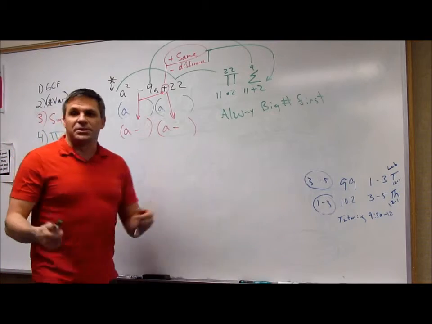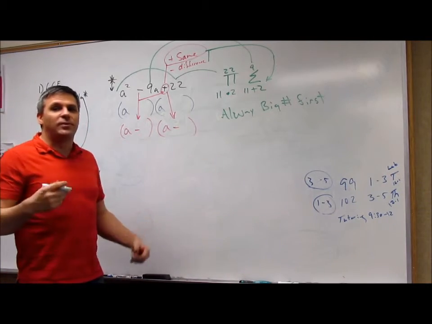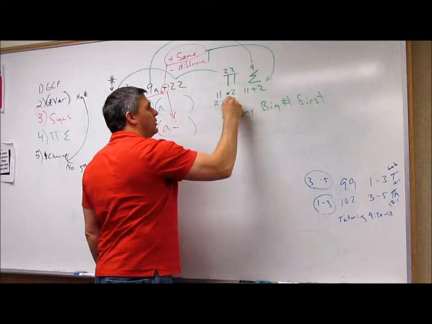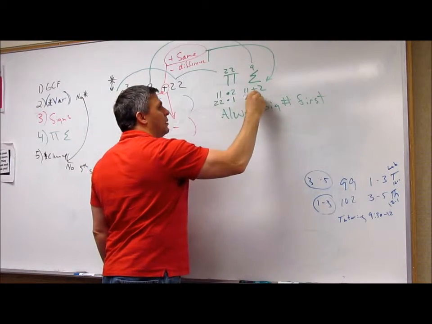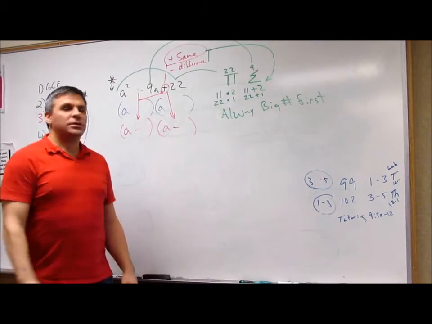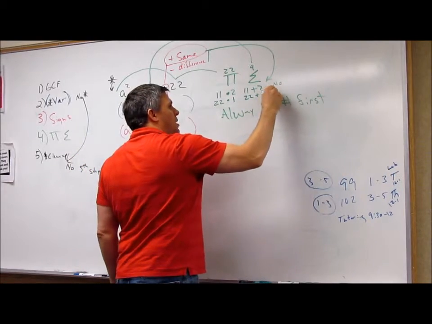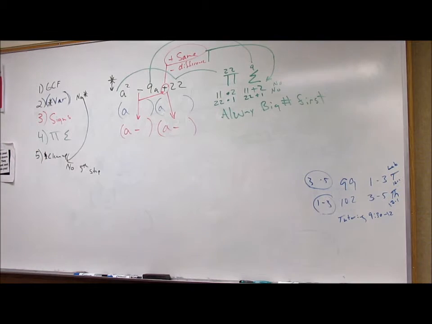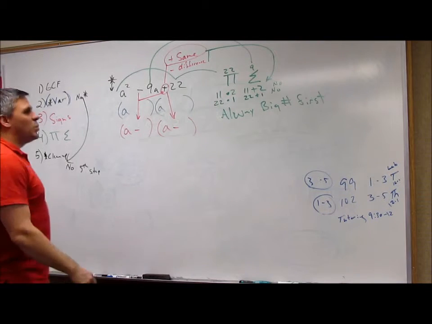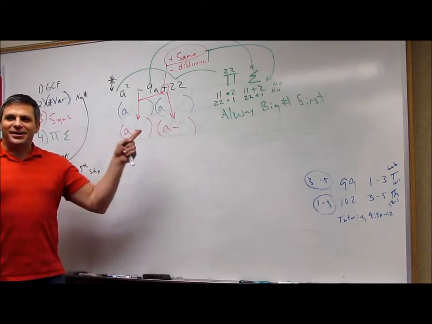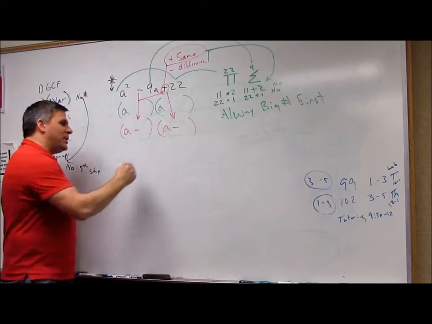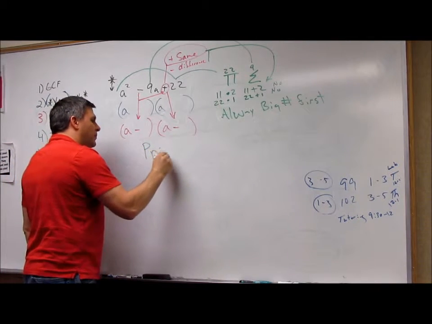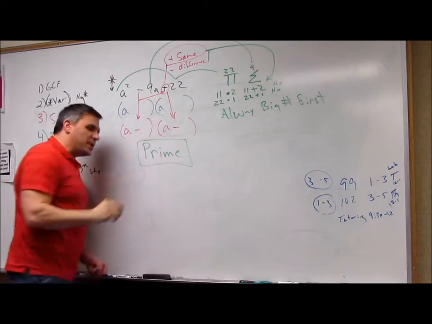Is there any other two numbers? What about 22 and 1? No? Can you think of any other numbers that go into 22? No other numbers go into 22. Oh, it doesn't work. So it'd be prime. It looks like it works, but it doesn't work, so it will be prime.